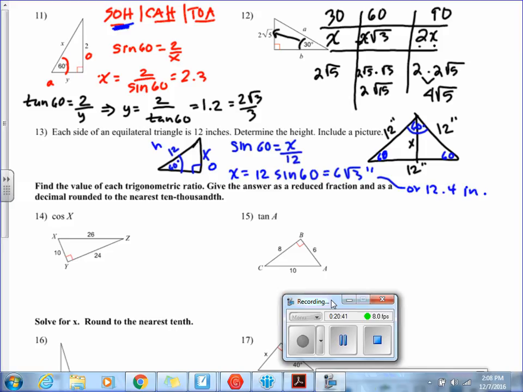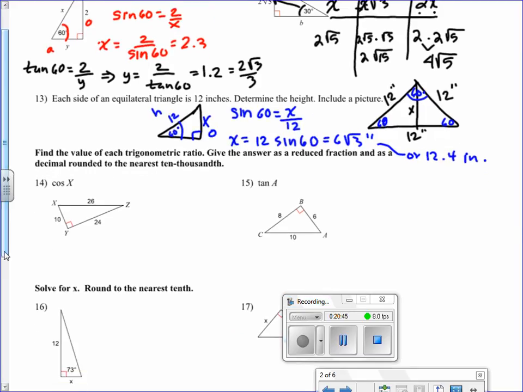It says find the value of each trig ratio. So when you see the word ratio, think fraction. Okay? Now, it says give the answer as a reduced fraction and as a decimal. So you're going to give your answer 2 ways. So a lot of you would give your answers as decimals, so that's good. You got a lot of practice. So cosine is adjacent over hypotenuse, so here's x. So this would be the hypotenuse here.